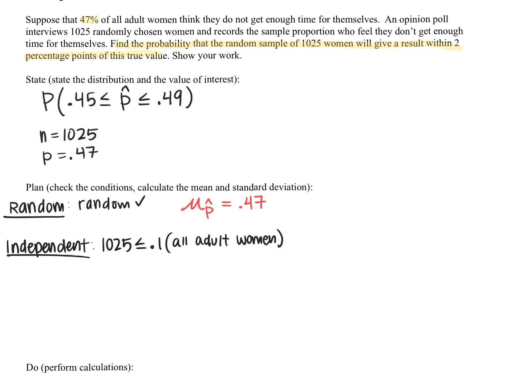I don't know how many adult women there are, but if I take my sample, 1,025, and I multiply it by 10, I get 10,250. And I do know that there's at least 10,250 adult women, so I can say that that condition is met as well. Because I've met the condition for independence, I can now calculate my standard deviation, the square root of p, 0.47, times 1 minus p, all over n, 1,025. So I'm going to plug that into a calculator.